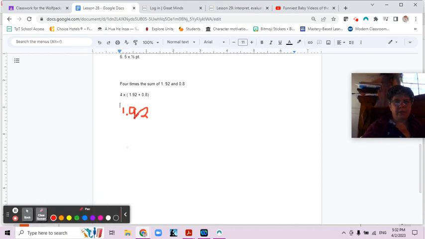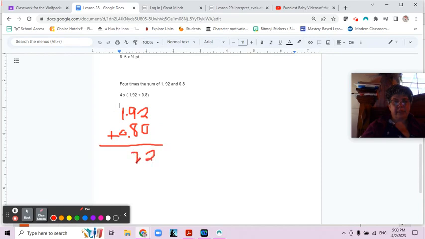Okay, 1 and 92 hundredths plus 8 tenths. So very important that you put it in the right place, right? Line up your decimals, line up your ones place, line up your tenths. I'm just going to add a 0 there since we're adding 3 digits on the top. 2 plus 0 is 2.